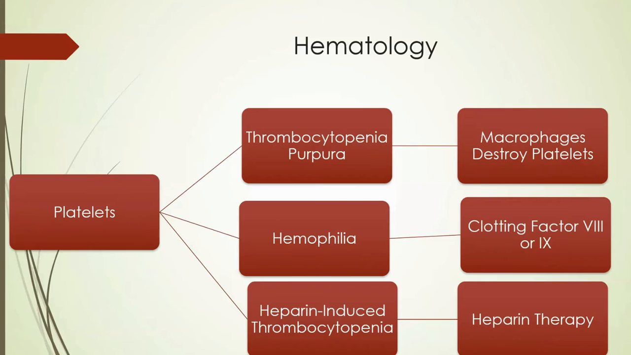Well, thrombo, that's like thrombus. Oh yeah, that could be related to platelets. Cyto is cell, penia is low. So platelet cells low. Also with thrombocytopenia purpura, to me purpura kind of sounds like purple, the color of a bruise. If we've got too few platelets, you're going to be more likely to bleed or have a bruise.